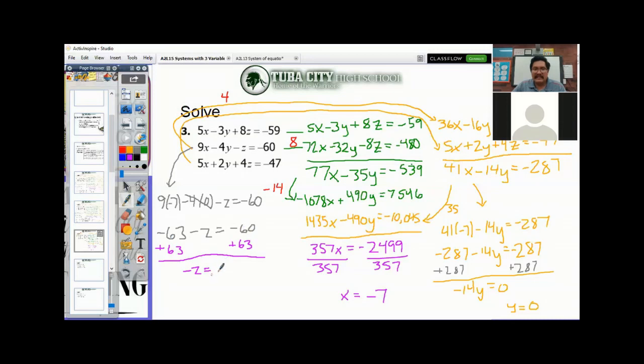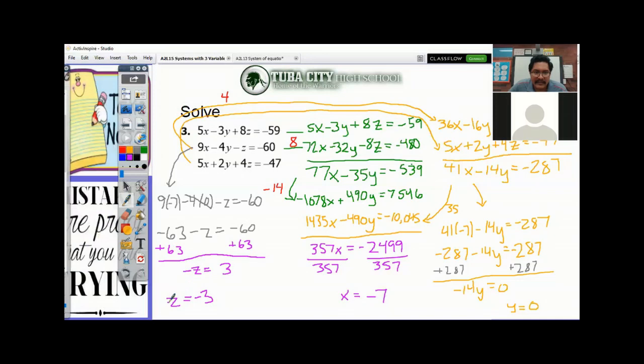63 minus 60 is going to be 3. And like I said, all I have to do now is flip the sign. So z equals -3. Or you can multiply both sides by -1 or divide both sides by -1. But again, if you make negative this number, it's going to give you +3. So the only number that could go in for z would be -3, because negative and negative make a +3.